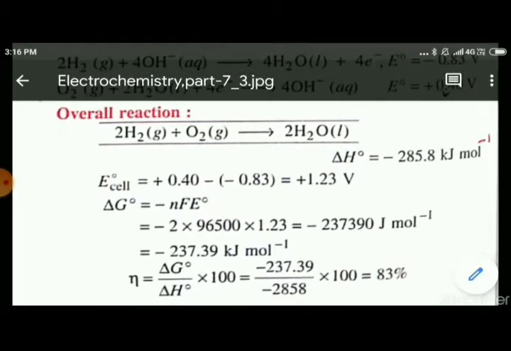So all the terms are now clear. Here the standard change in Gibbs energy is 237.39 kilojoule per mole. The change in enthalpy of combustion is 285.8 kilojoule per mole. So finally we get the efficiency of the fuel cell as 83%.